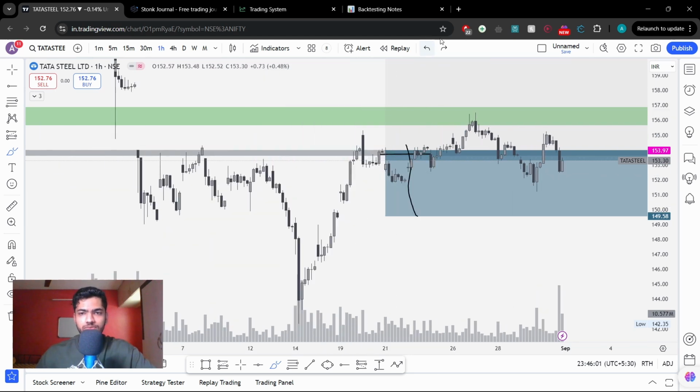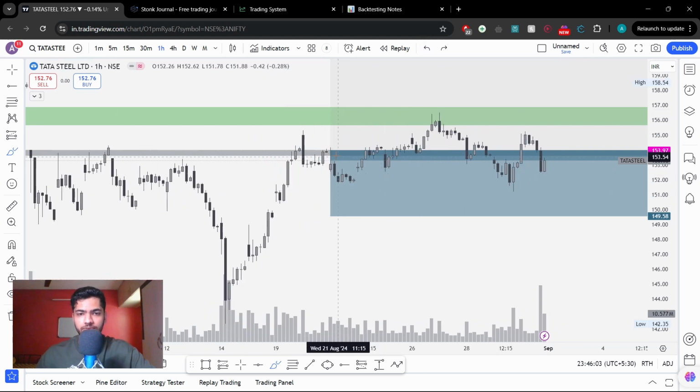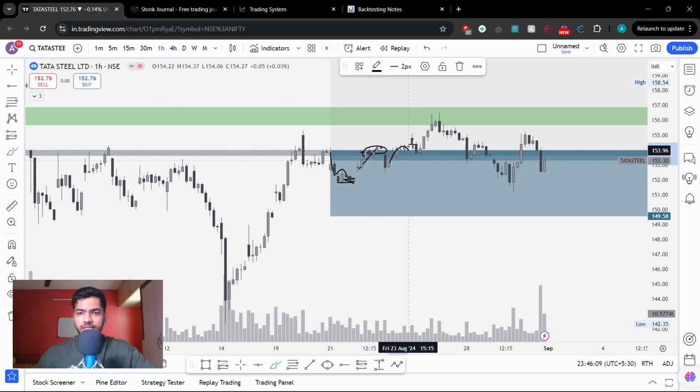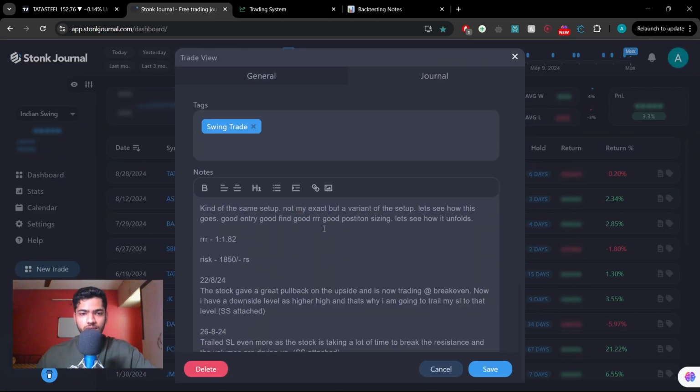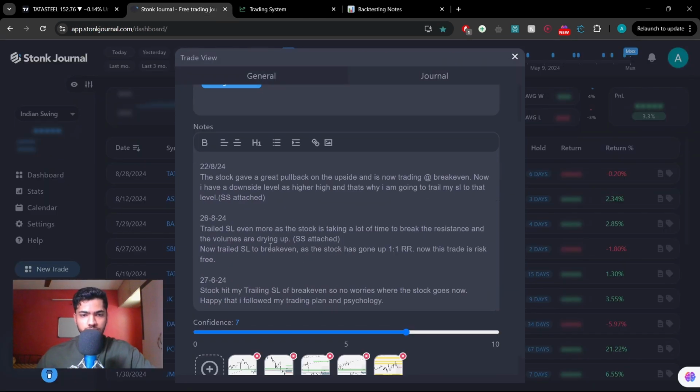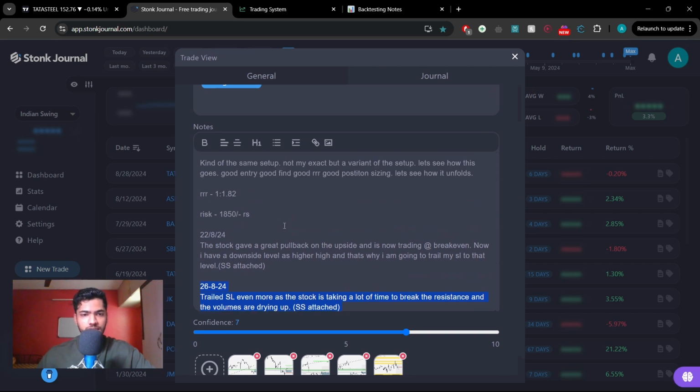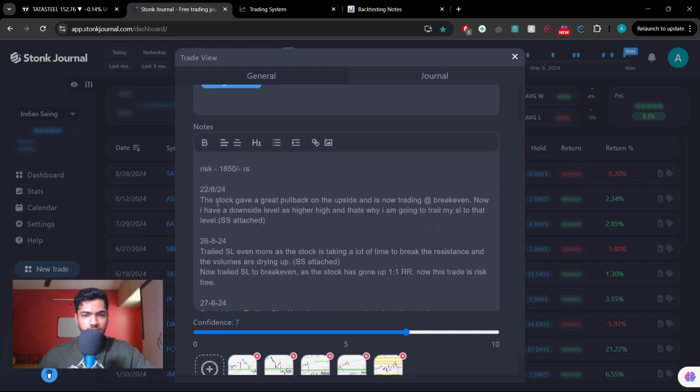So basically this was my stop loss, and after that day it was showing me some loss, and after the next day it was at break even again. And right here, as you can see, I even wrote it in my journal as well. I'll show you that on 26th, from the first day. The stock gave a great pullback on the upside and is now trading at break even. Now I have a downside level as a higher high, and that's why I'm going to trail my SL to that level, right?